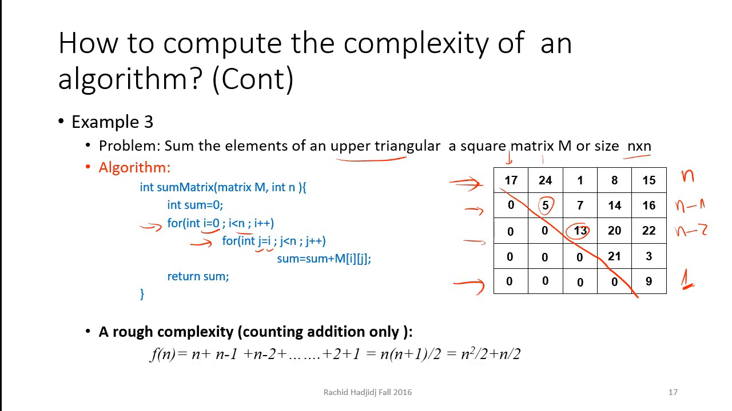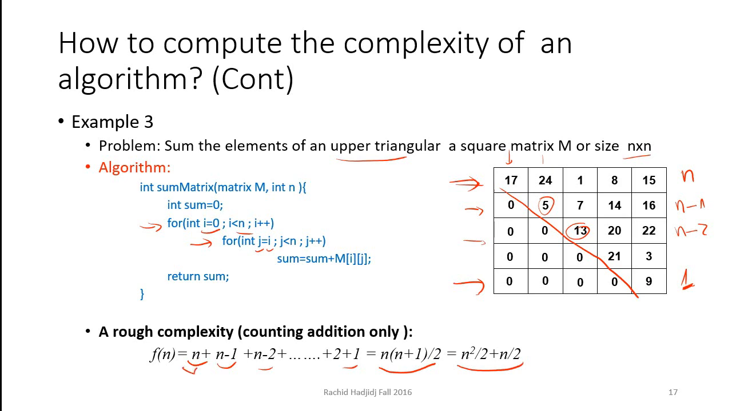It's going to be something like this. Fn is going to be n plus n minus 1, n minus 2, etc. up to 1. And this quantity here is equal to this, which is equal to this. And so the complexity is going to be n squared over 2 plus n over 2. For the more detailed complexity, where we count all the operations, I leave it as an exercise.